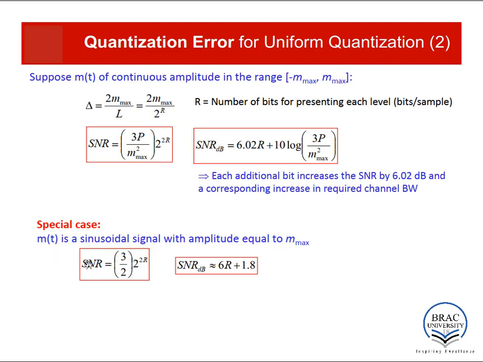Now, in a special case, if this original signal is a sine or a cos wave, then this p value will be amplitude square by 2. The amplitude is obviously m max, so this p value will be m max square by 2. This m max square and this m max square will be cancelled, and we will have 3 by 2 multiplied by 2 to the power 2r, and in dB it will be 6r plus 10 log 3 by 2. 10 log 3 by 2 is 1.8, so we will have this. We don't need this special case. We will always use this formula, and if we have a sine or a cos wave, we will calculate for ourselves. We do not need the special case.